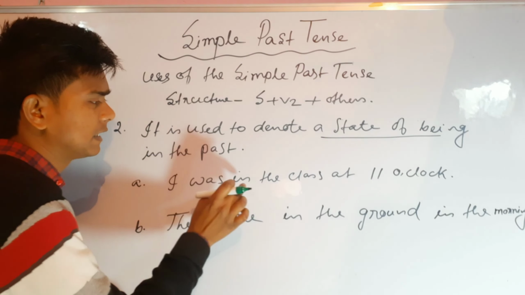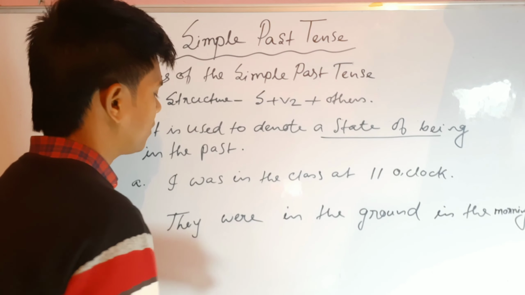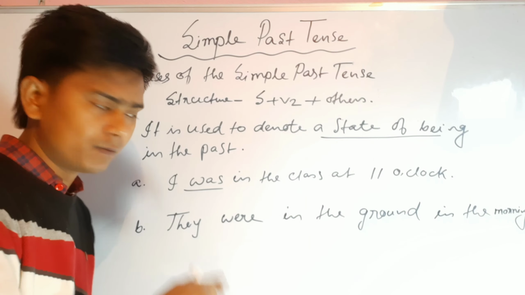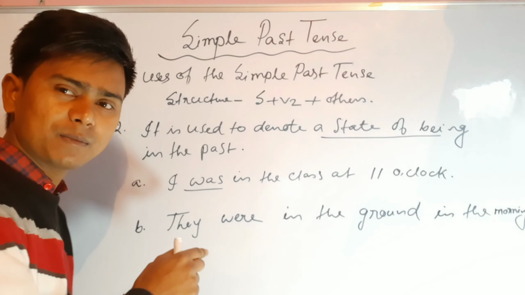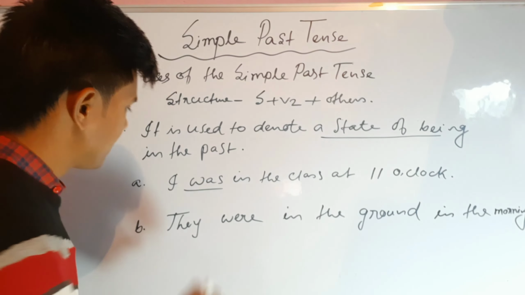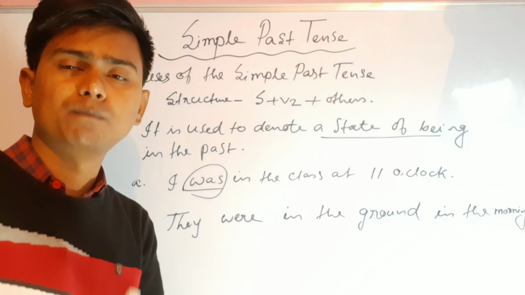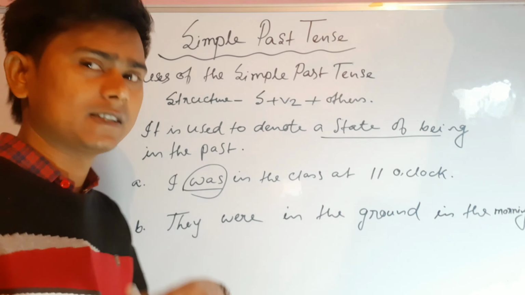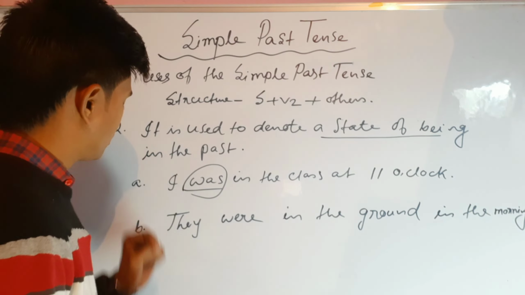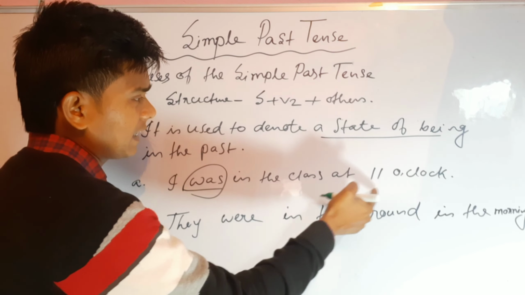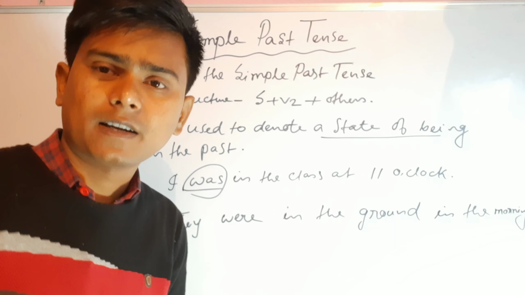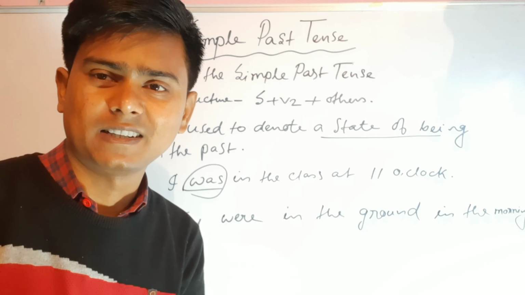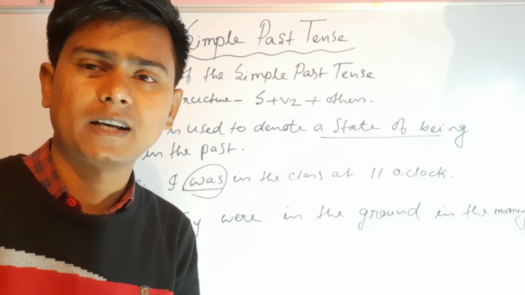First one, I was in the class at 11 o'clock. Here the verb is what? Was. See, it is in V2 form, no? V2 form of the be verb is was. And this one shows a state of being. It is not showing any action, right? It is showing a state of being, fine. So, I was in the class at 11 o'clock. The state of being in the class took place when? At 11 o'clock and also completed, right? So it is in simple past tense.